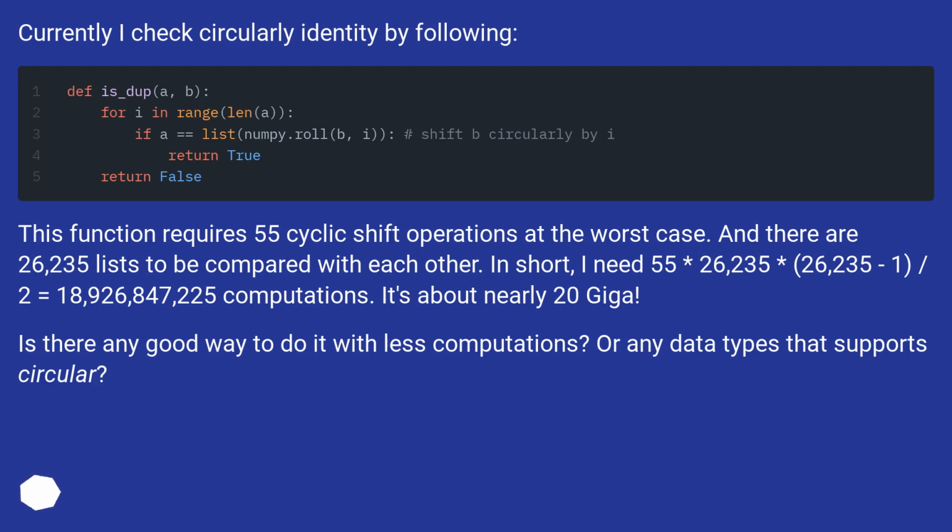This function requires 55 cyclic shift operations at the worst case. And there are 26,235 lists to be compared with each other. In short, I need 55 times 26,235 times 26,235 divided by 2, which equals 18,926,847,225 computations. It's nearly 20 giga.